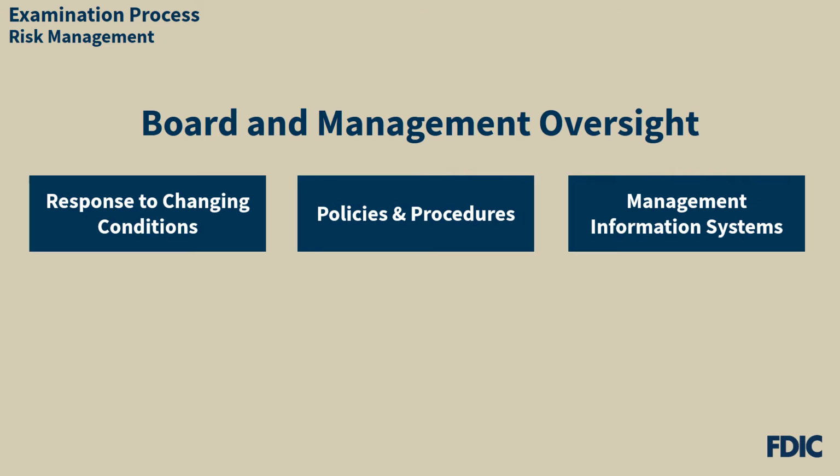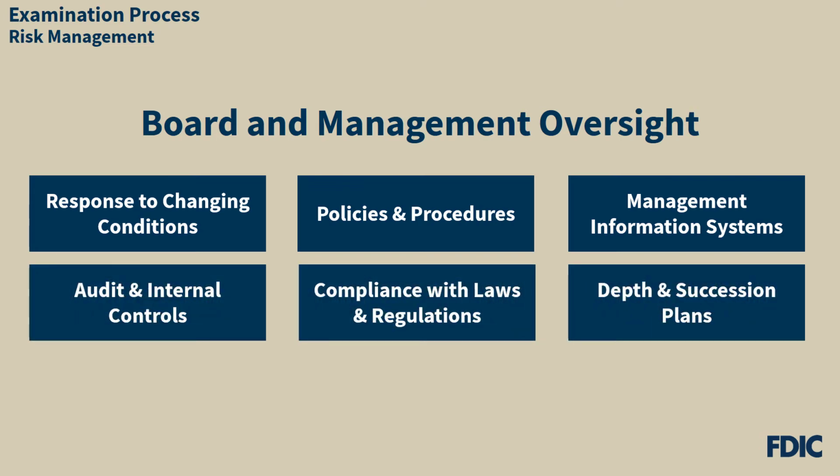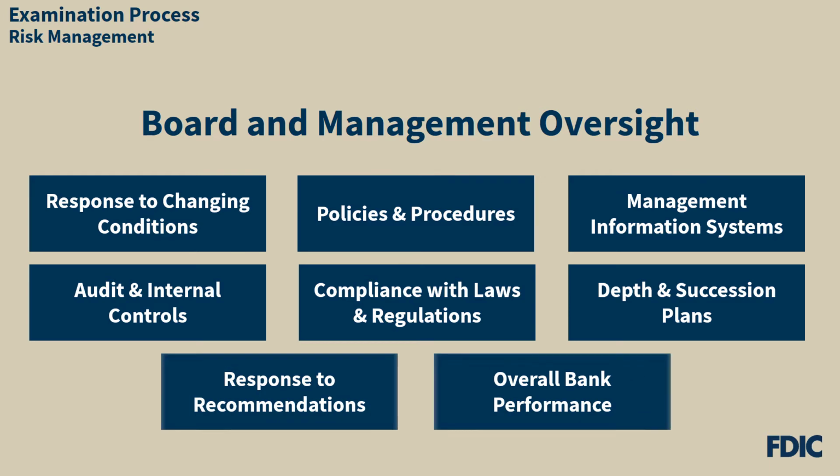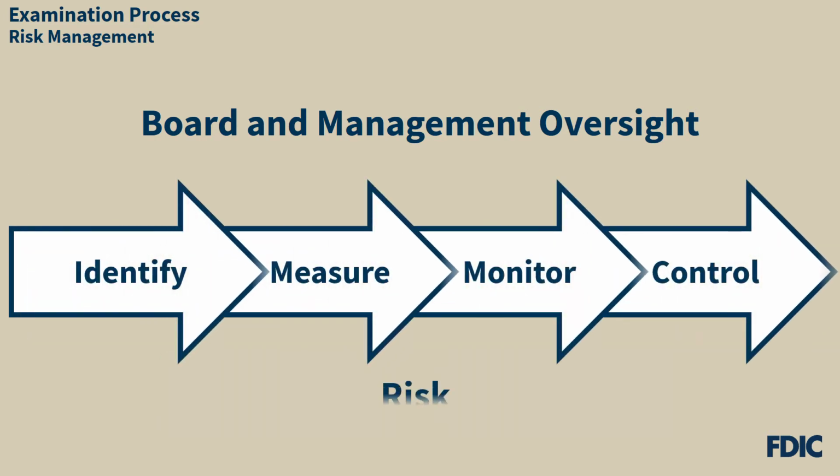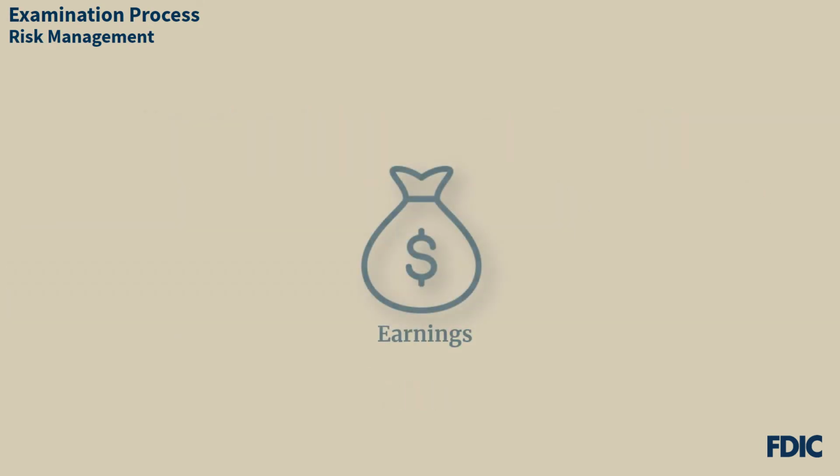Oversight includes a number of elements: responses to changing conditions, policies and procedures, management information systems, audit and internal controls, compliance with laws and regulations, management depth and succession plans, responses to recommendations, and overall bank performance. Ultimately, this is about the ability of the board and management to identify, measure, monitor, and control risks to the bank. Regarding earnings, first we look at the level and quality of earnings.